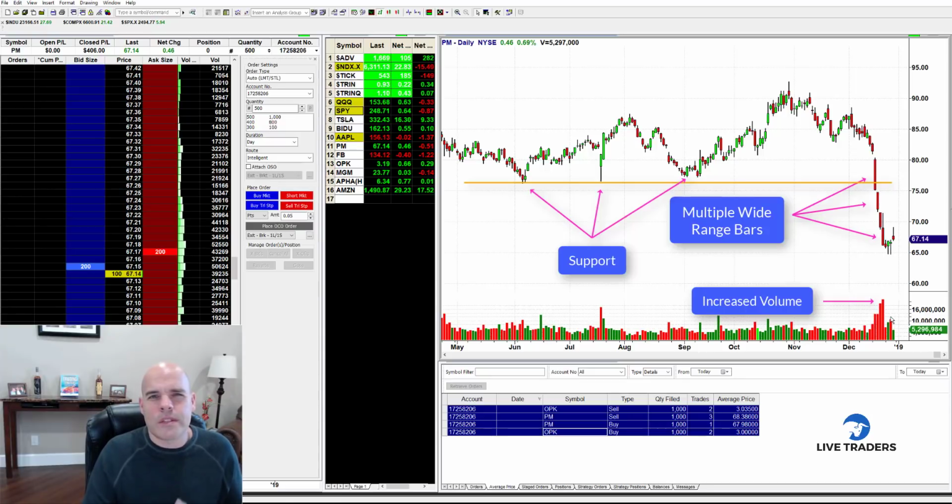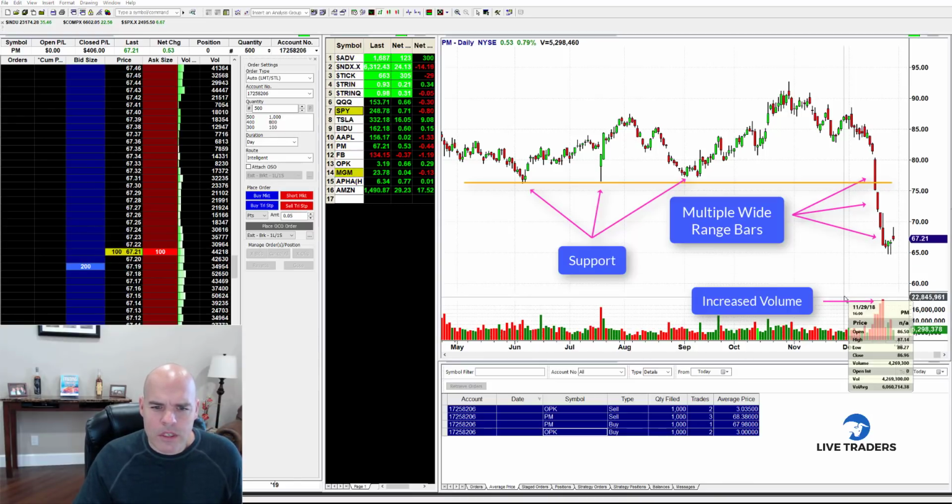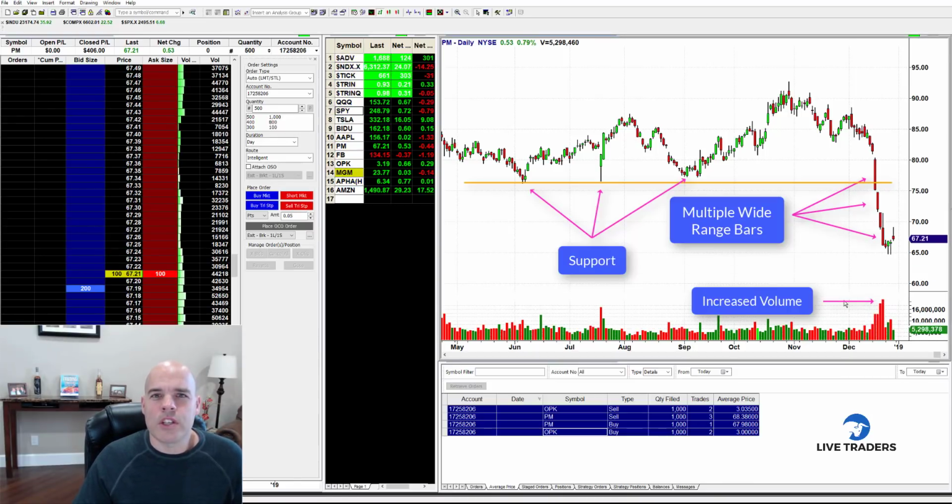And guys, when I mean increased volume, I'm not talking about, say the average volume is 1 million shares. I'm not talking about 1.5 million or even 2 million shares. I'm talking about 5 to 1, 10 to 1 normal volume. So if we took an average day here in November and December, this stock is doing 4 million shares in volume.